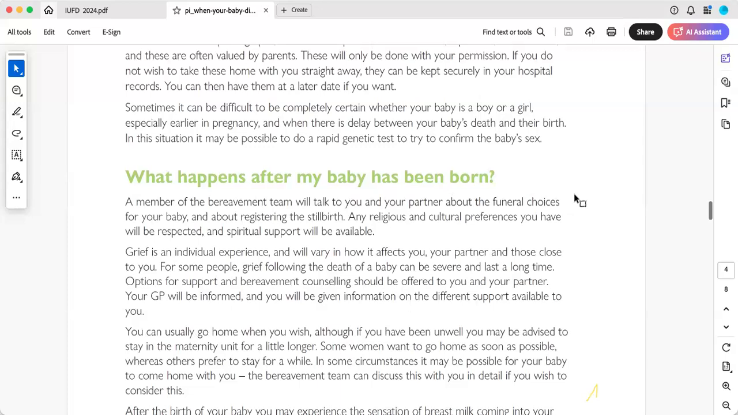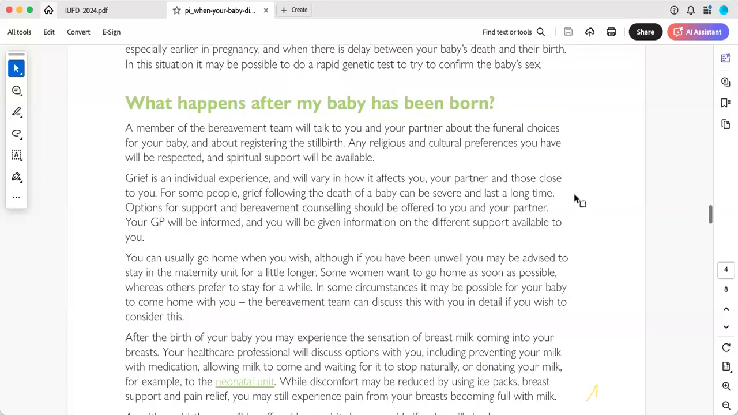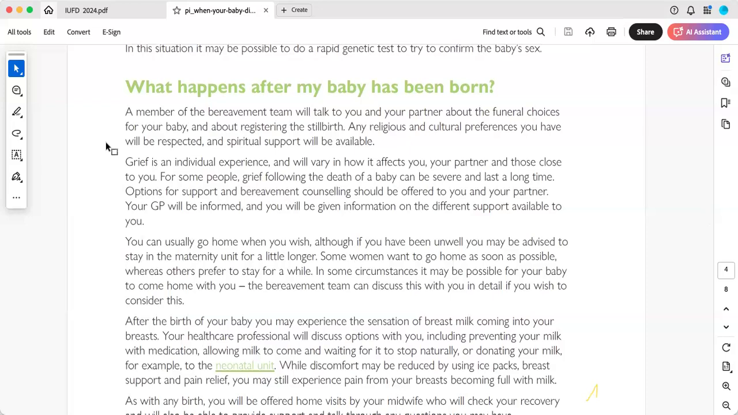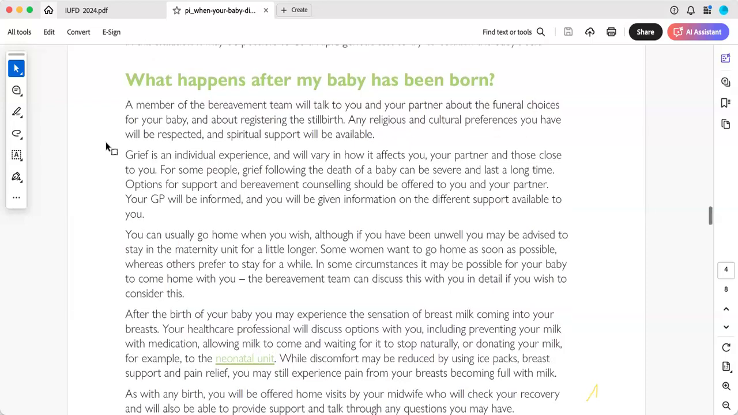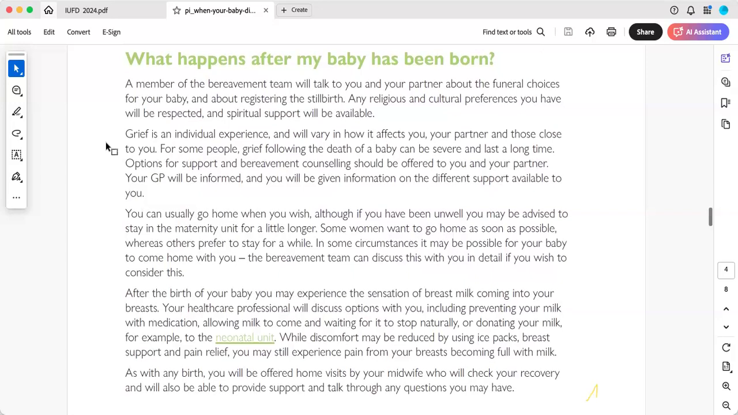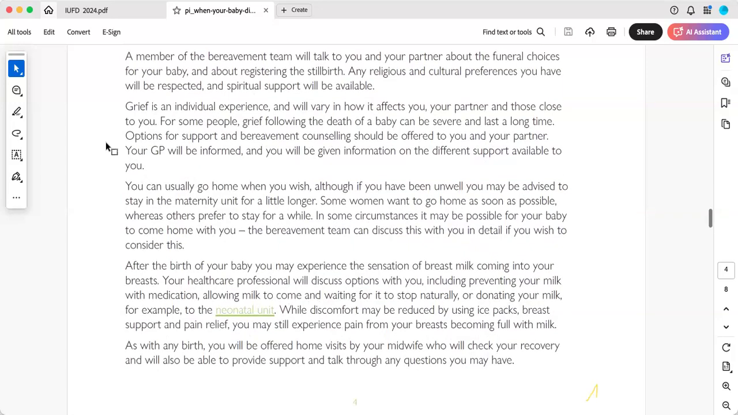Okay, what happens after my baby has been born? Okay, so a member of the bereavement team will talk to you and your partner about the funeral choices for your baby and about registering the stillbirth. Any religious and cultural preferences you have will be respected, okay? And spiritual support will be available as well.